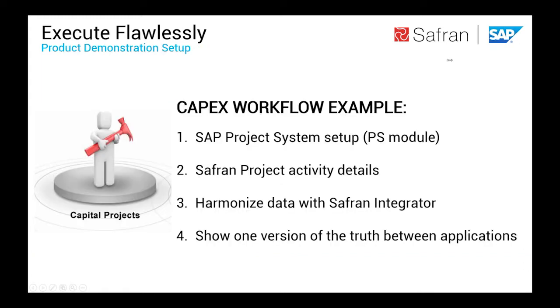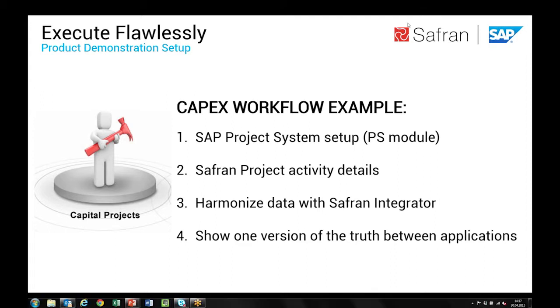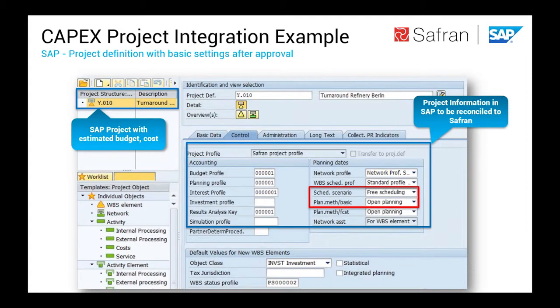We want to walk you through a little demo now, which should start with a project system. This project system basically assumes that you have some kind of approval workflow after selecting your project from your portfolio management. After you've created this template, in the second step you detail out the project in Safran and then, via the interface, synchronize it back to SAP. If you can move to the next slide, please.